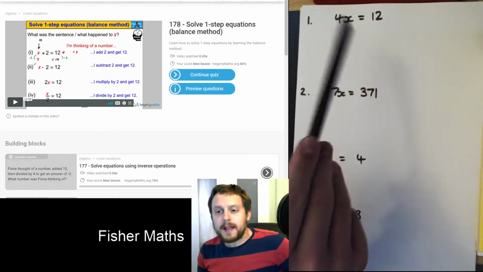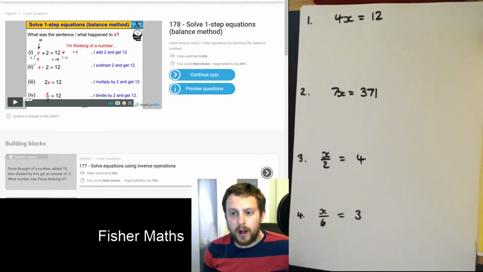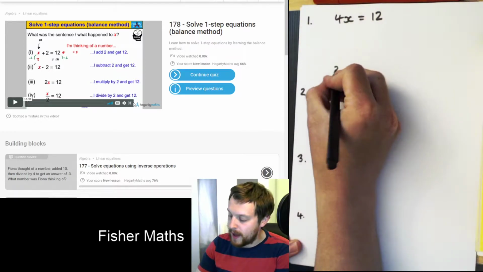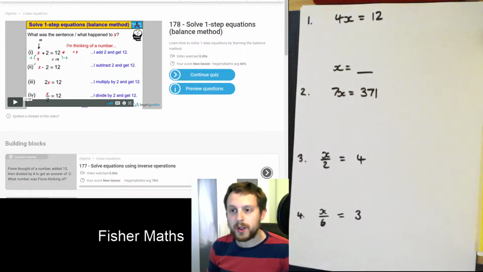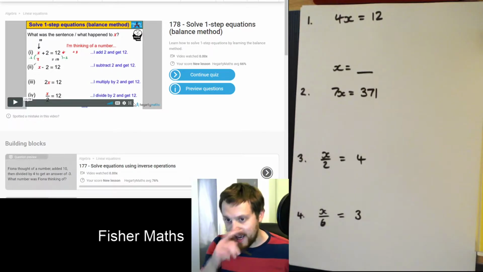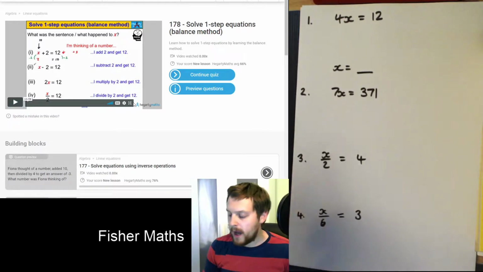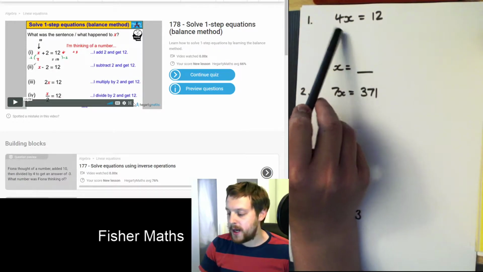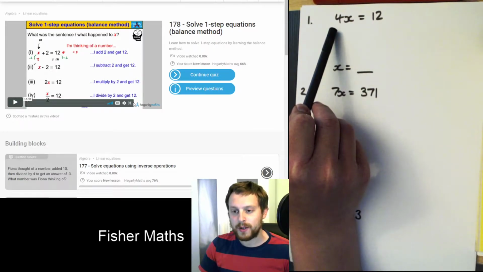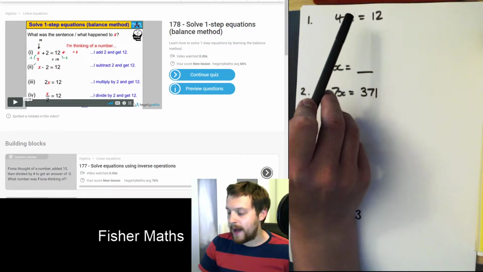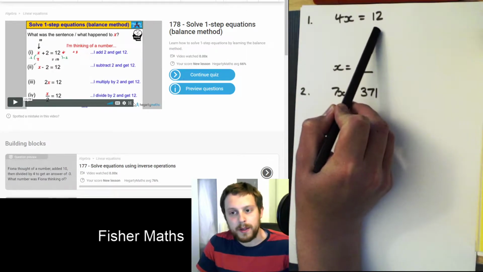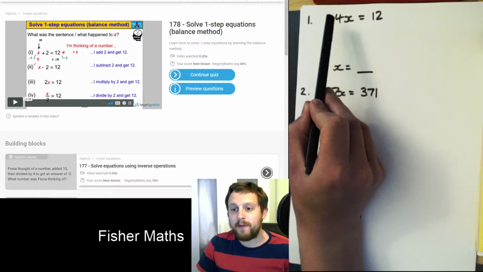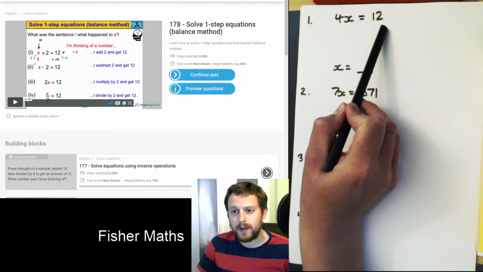What does it mean to solve an equation? What is the solution? We want to end up with x equals, and we want to know what the number is that x actually equals. Most of the time when you're solving an equation, you will end up in a situation where you've got some number in front of the x, and then equals, and then some other number. So in this situation, I have 4x equals 12.